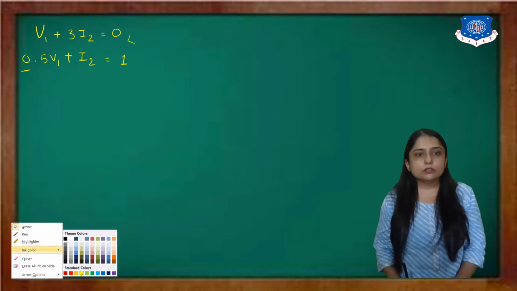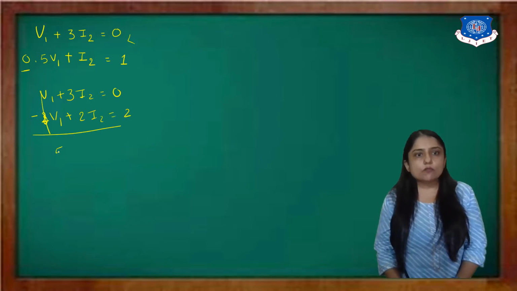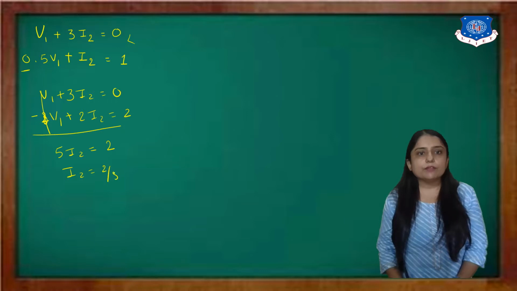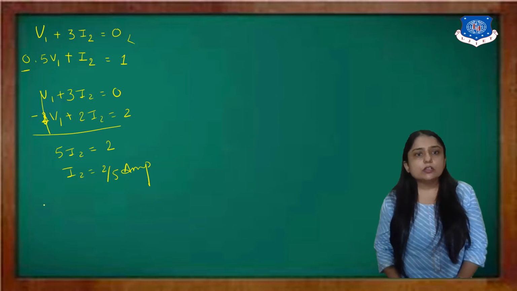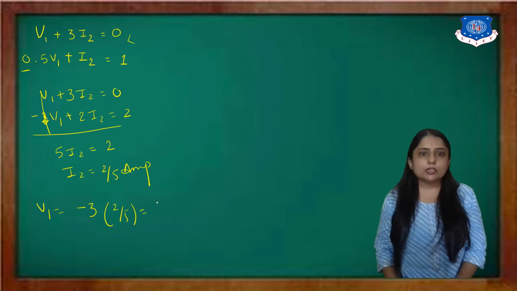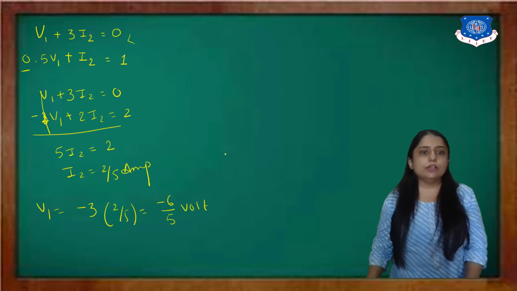So what we will get here is, first of all, V1 plus 3I2 equal to 0. Here you multiply with 2, so minus 2V1 minus V1 plus 2I2 equal to 2. So this is cancelled. So 5I2 equals 2, so I2 equals 2 by 5 ampere. And now you substitute this value in this equation. So V1 will become minus 3 times 2 by 5, so this will become minus 6 by 5 volt. So this is the value of I2 and V1.